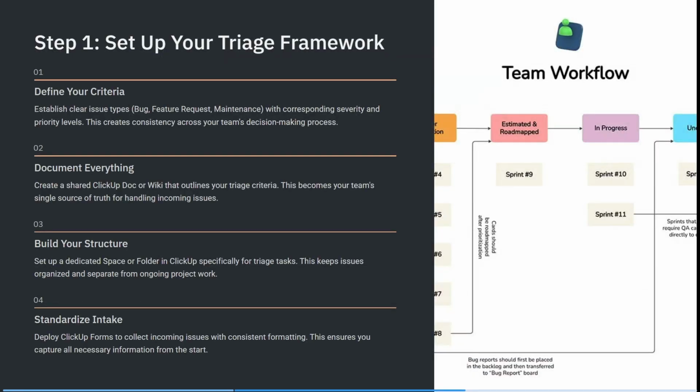So first of all, you need to set up your framework. Now, a framework is very important. Instead of starting with step one and moving through it and creating each section, creating a framework is the first thing to do. So establish your clear issue types. So bugs, feature requests, maintenance, and this should have corresponding severity and priority levels, which you can create. It also creates consistency across your team's decision-making process.